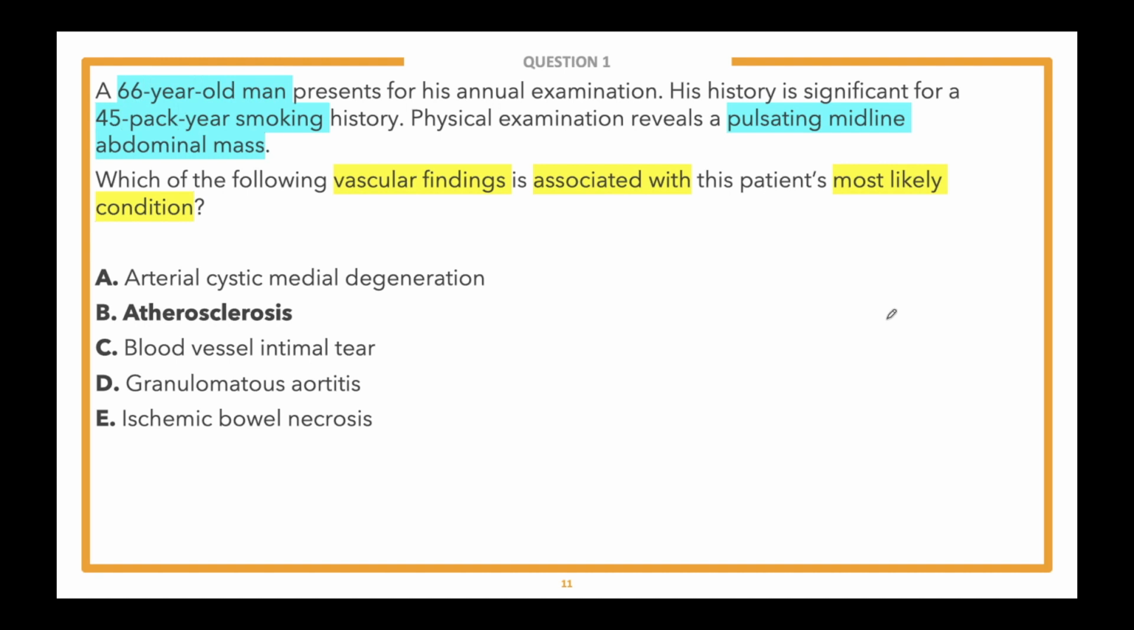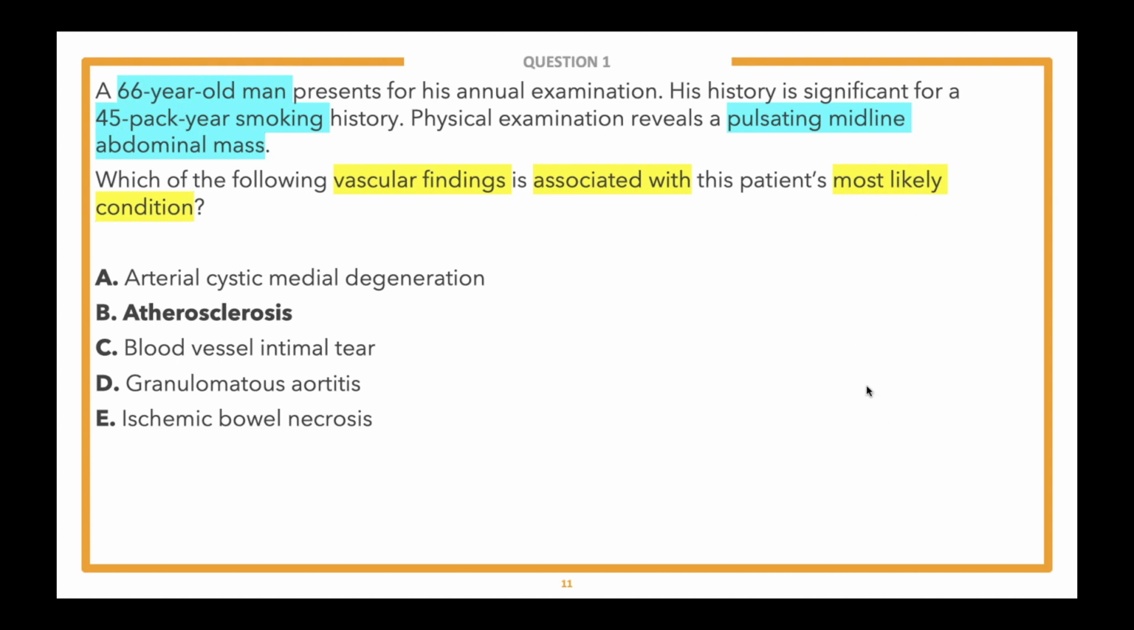Granulomatous aortitis could be getting at a couple of things, such as Takayasu's arteritis and other large vessel granulomatous vasculitides as well. Patients present with fever, weight loss, weak pulse, claudication in the legs, and we're not really seeing that as well.